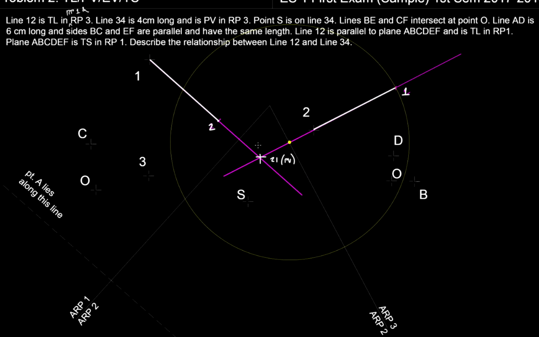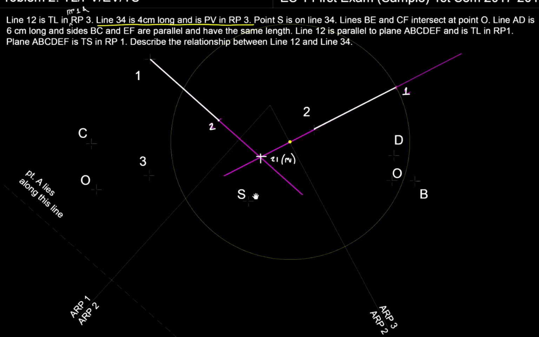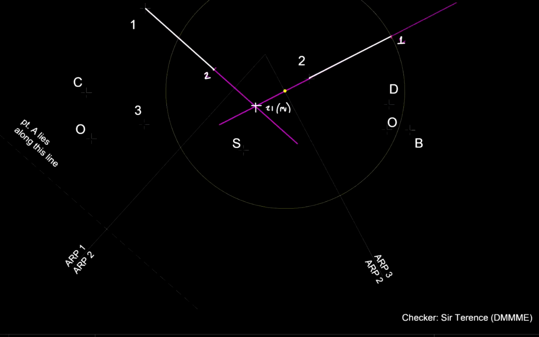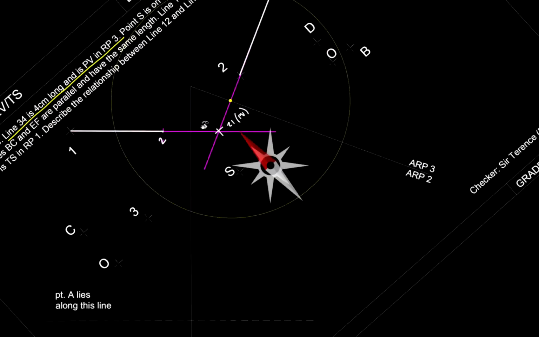Next is the next instruction: line 3, 4 is 4 centimeters long, and its point view is in ARP3. So the first thing we'll probably have to do is projection lines. We have point 3 first. Let's project point 3.